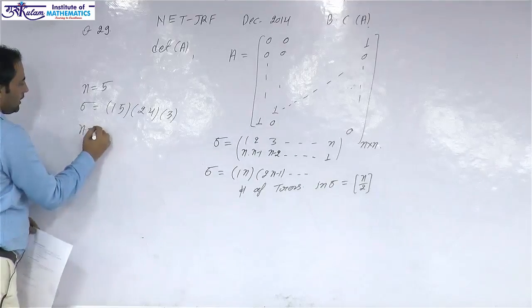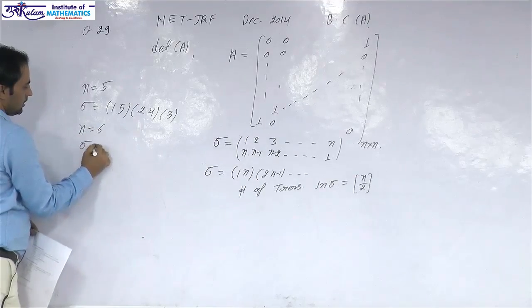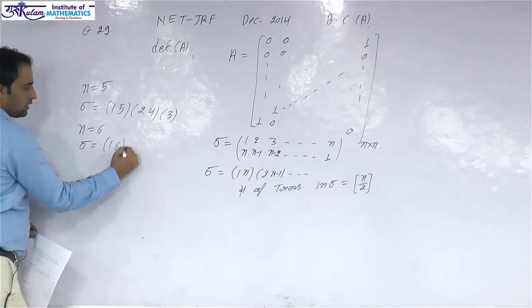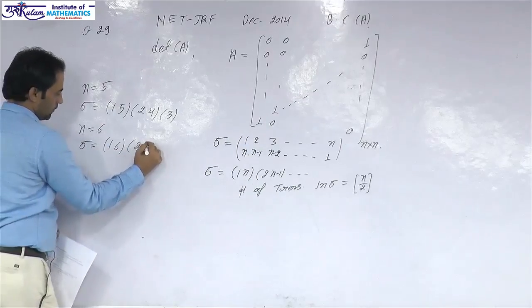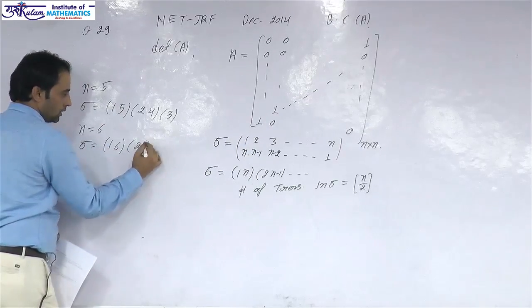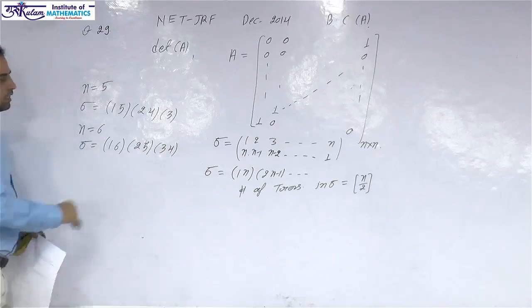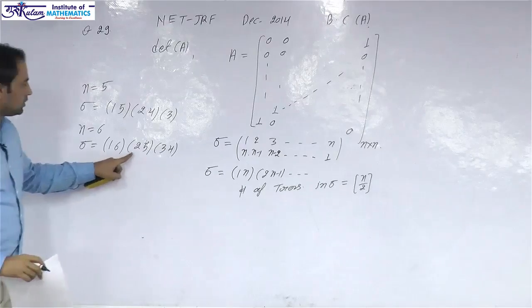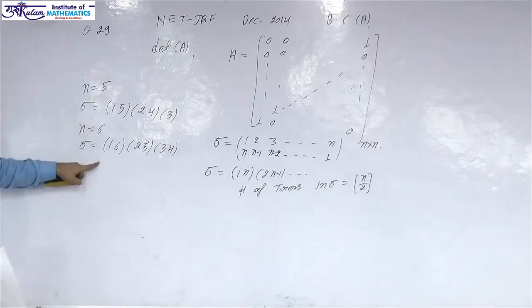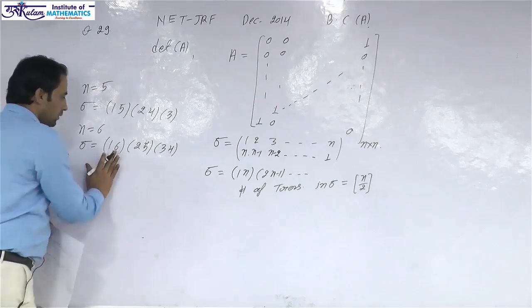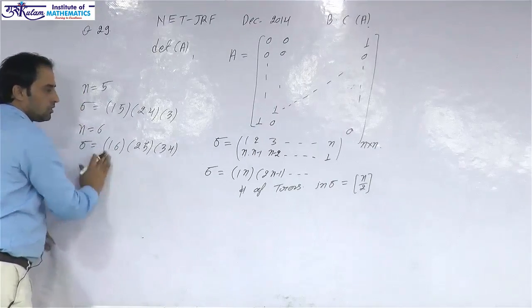And similarly, if n equals 6, then sigma is: image of 1 is 6, image of 2 is 5, image of 3 is 4. So this is sigma. Again you can check the number of transpositions is the greatest integer of n by 2. So this is the number of transpositions in this sigma.